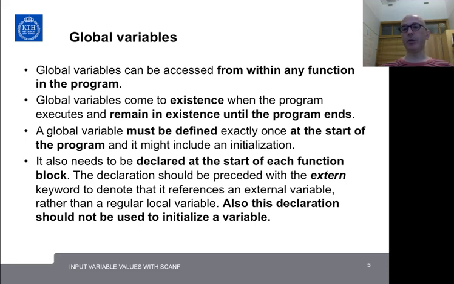Differently from local variables, global variables can be accessed from within any function in the program. Also, global variables come into existence when the program executes and remain in existence until the program ends.